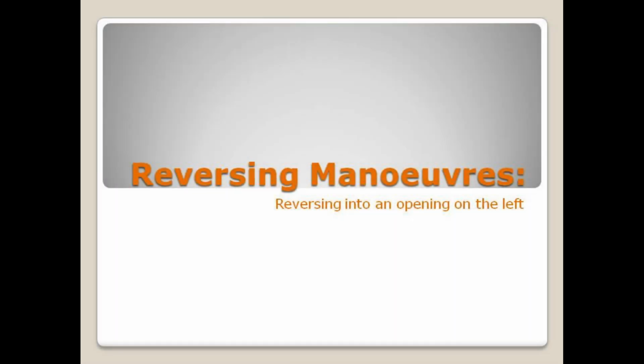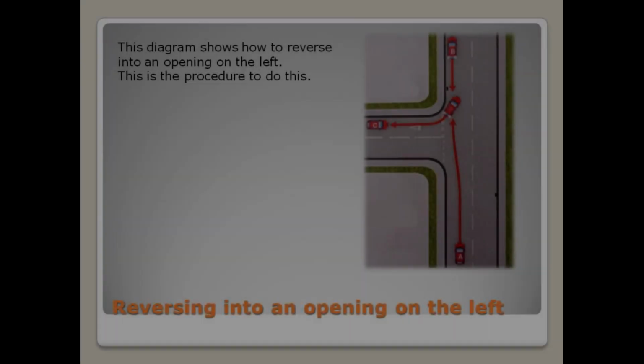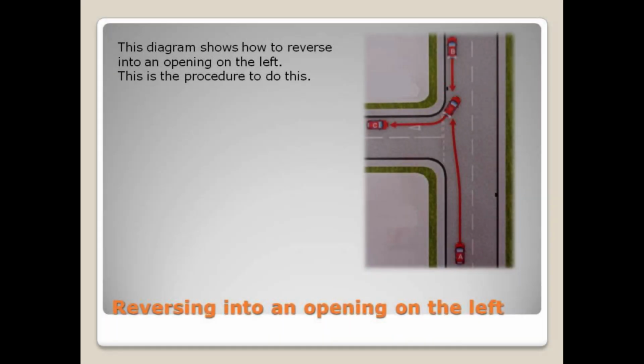Reversing Manoeuvres. Reversing into an opening on the left. This diagram shows how to reverse into an opening on the left. This is the procedure to do this. A-B. Use MSPSL on approach. Look into the opening to check it's clear and safe. Stop 2 to 3 car lengths past the opening.